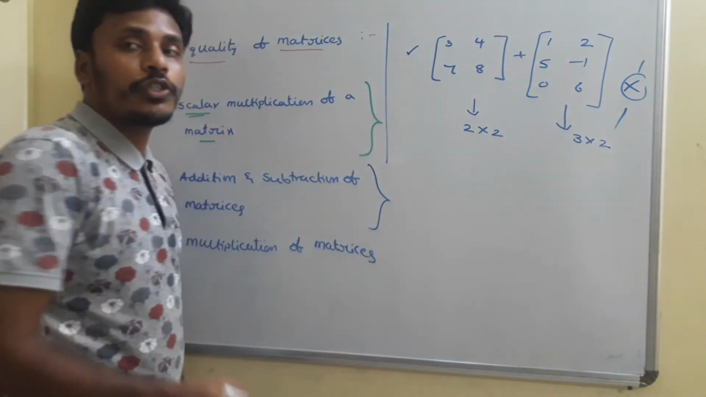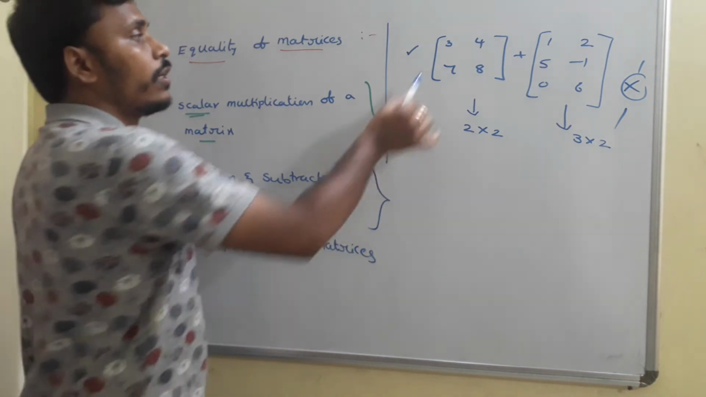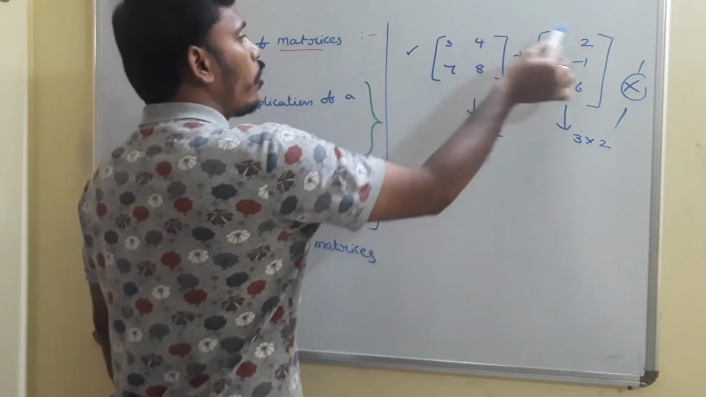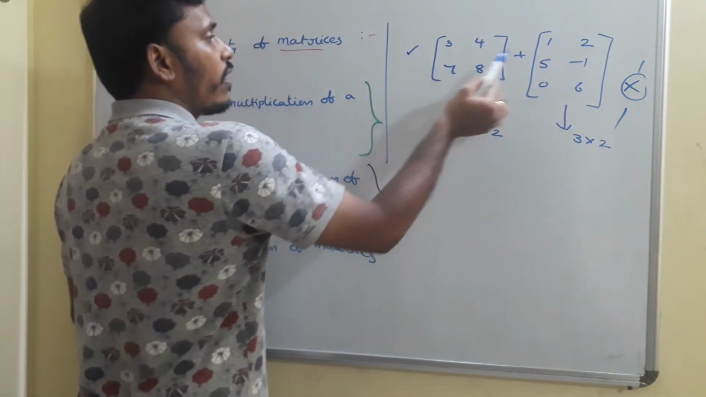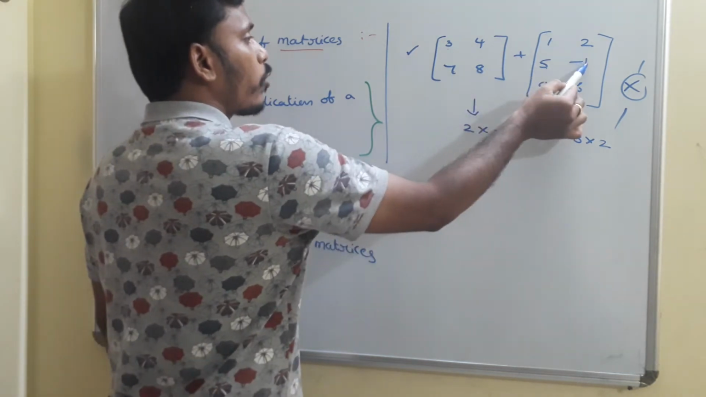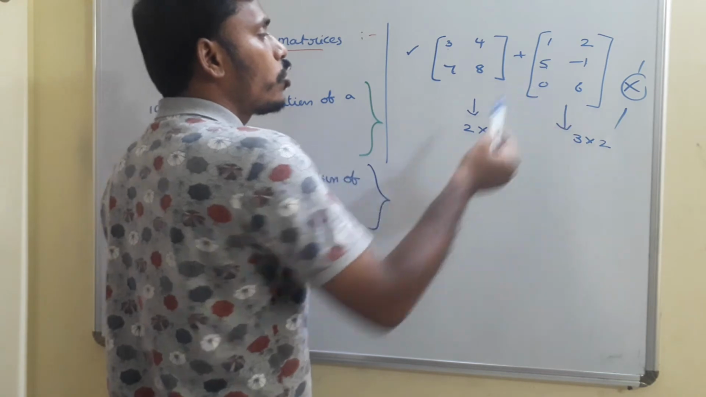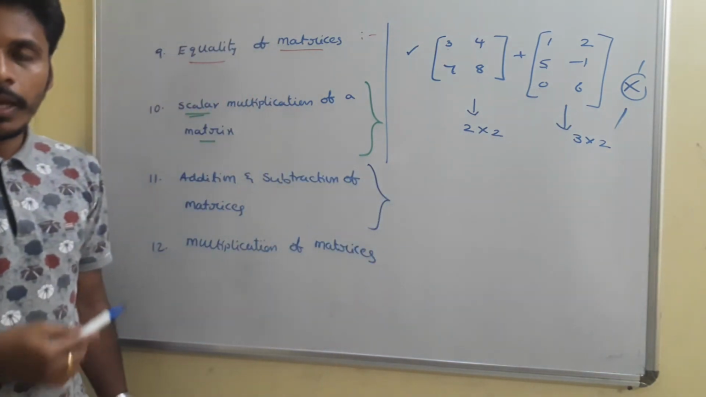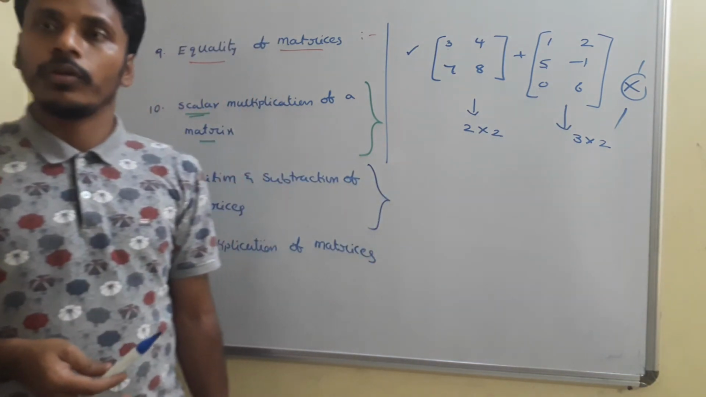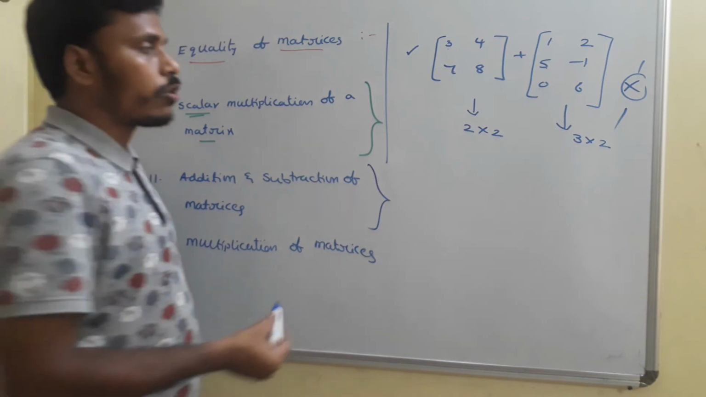Why? Because if you wish to add correspondingly, 3's corresponding element is 4, 4's corresponding element is 2, 7's corresponding element is 5, 8's corresponding element is minus 1. But there are no other elements corresponding to 0 and 6, so we can't add. And that's why addition is not possible. In the same way, subtraction is also not possible.